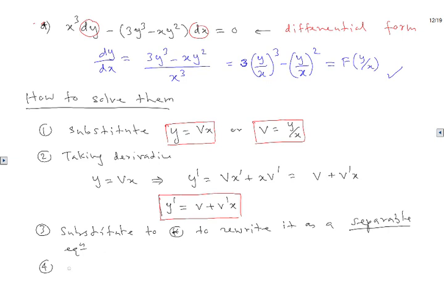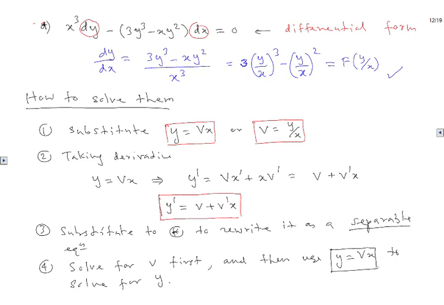And step, solve for v. Now solve for v first, and then we can use y equal vx to solve for y. So it just simply multiply by x. That's how we do. Just multiply by x. Once you multiply by x, you get the y. Okay, so these are the steps to solve a homogeneous equation.